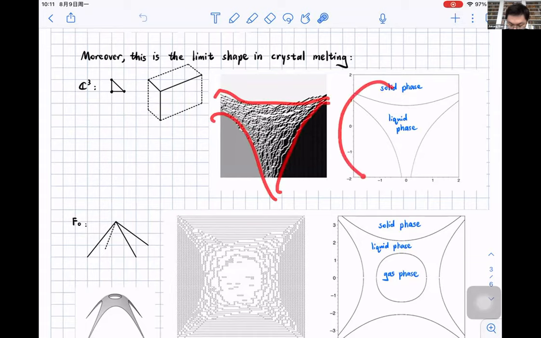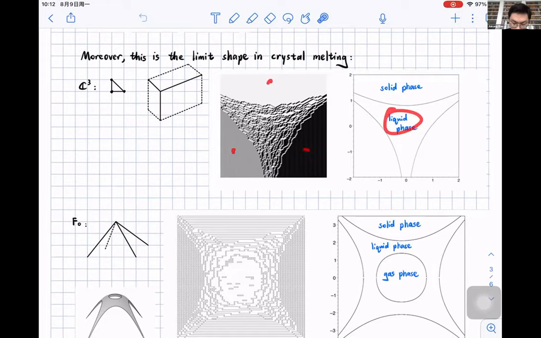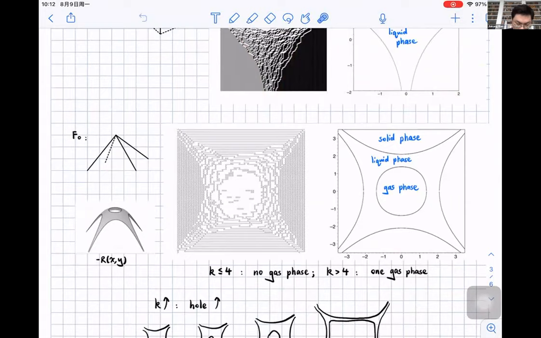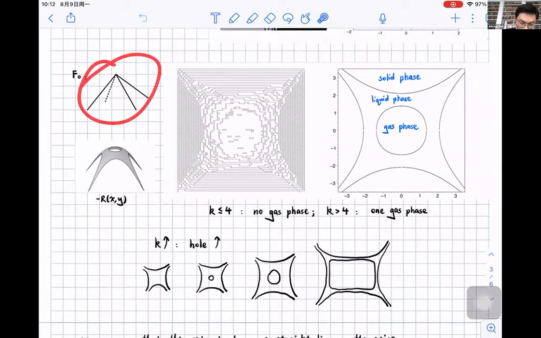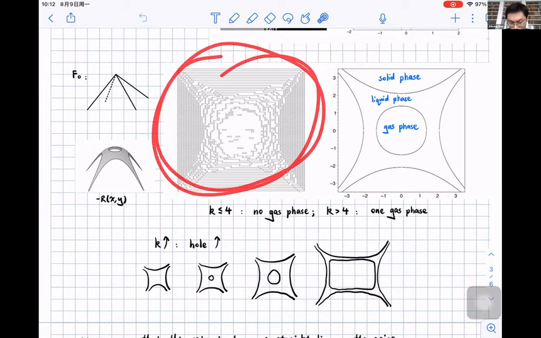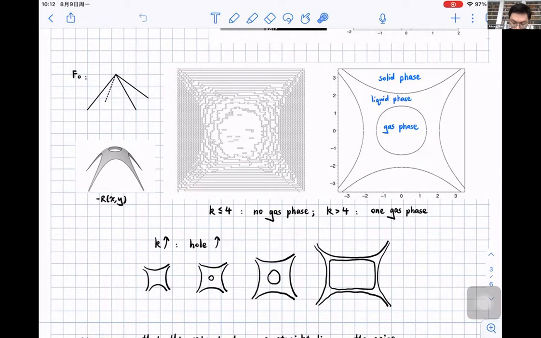In particular, the region of the amoeba is called the liquid phase, and the molten crystal parts are solid phases. For the above example, this square, it's just like we have a crystal that looks like a pyramid and we start to remove atoms from the top. It will get something that looks like this. The amoeba is the liquid phase, and there are 4 unbounded complementary regions, which are the solid phases. Also we have a hole in the middle. This is the gas phase.